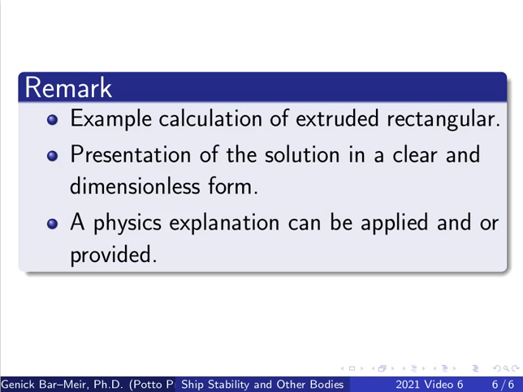Okay, let me summarize what we've done today. We explained what GM is, we explained the method, we presented a simple example of an extruded rectangle, and we showed that the solution can be presented in non-dimensional form, which encompasses a lot of information in a very short presentation. And then we can look at the physics of this situation and explain when the body can be stable or unstable.